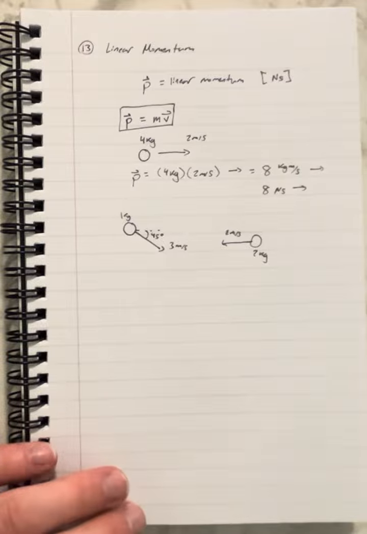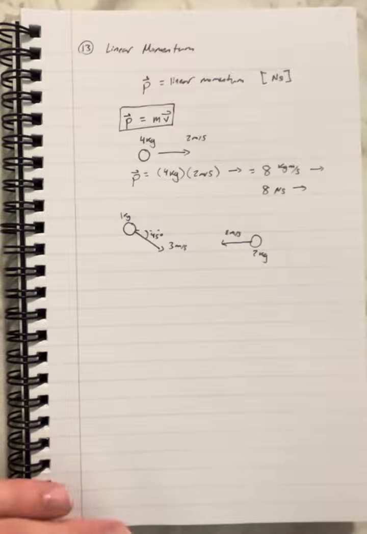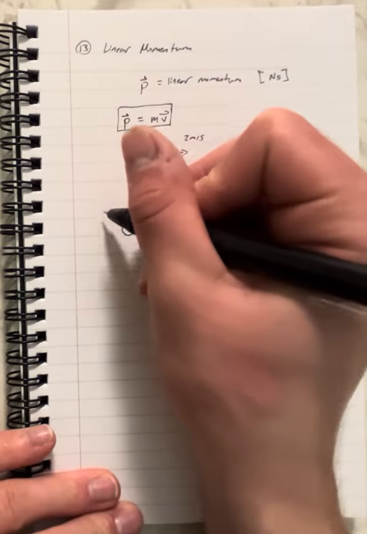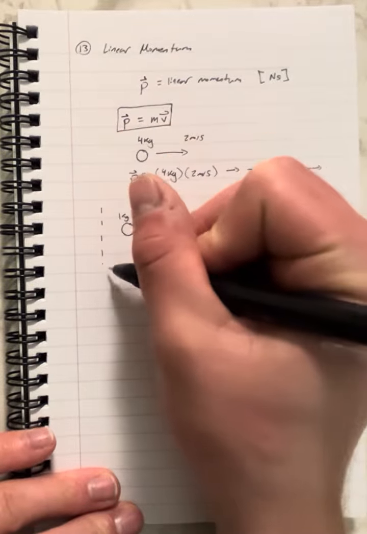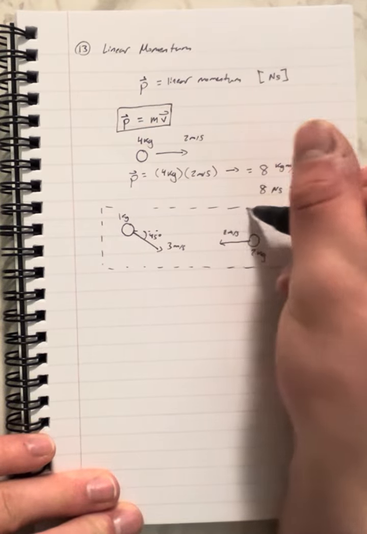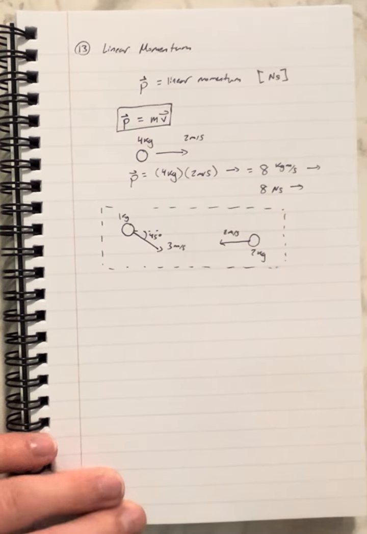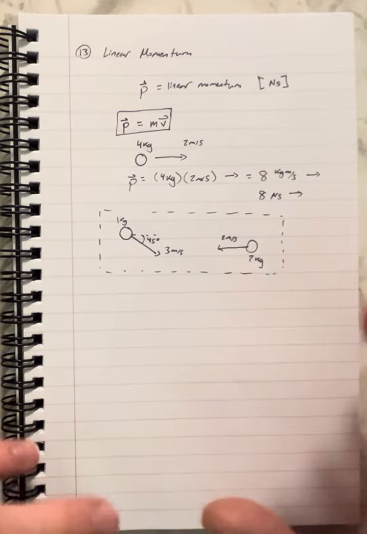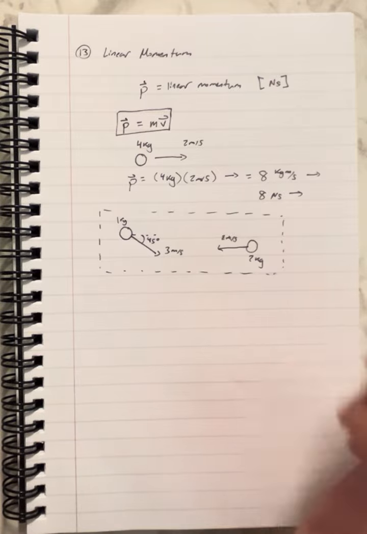Okay, we can define the momentum of this entire system, right? This entire system of the two balls moving has some momentum. Let's calculate it. Things to remember: first of all, momentum is additive. Second of all, momentum is a vector.